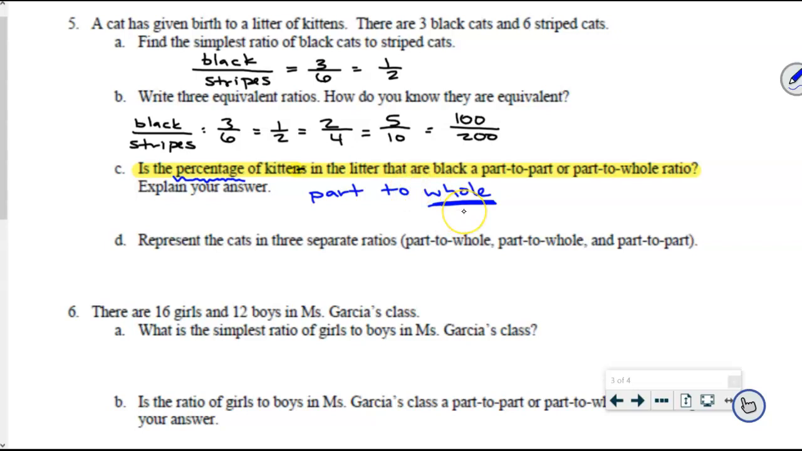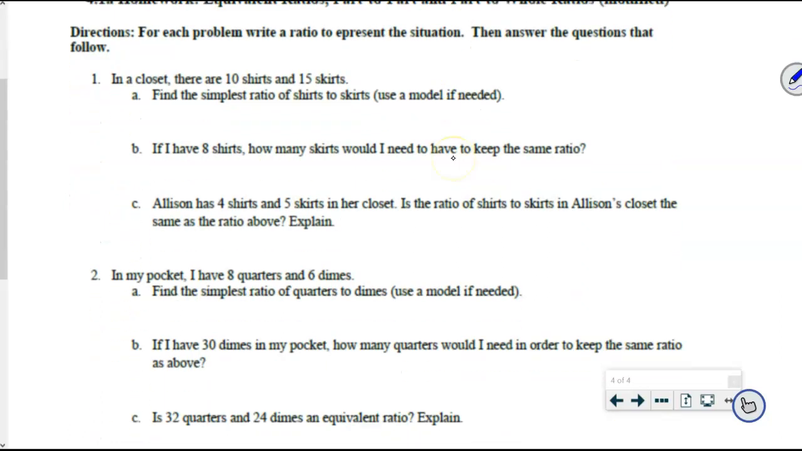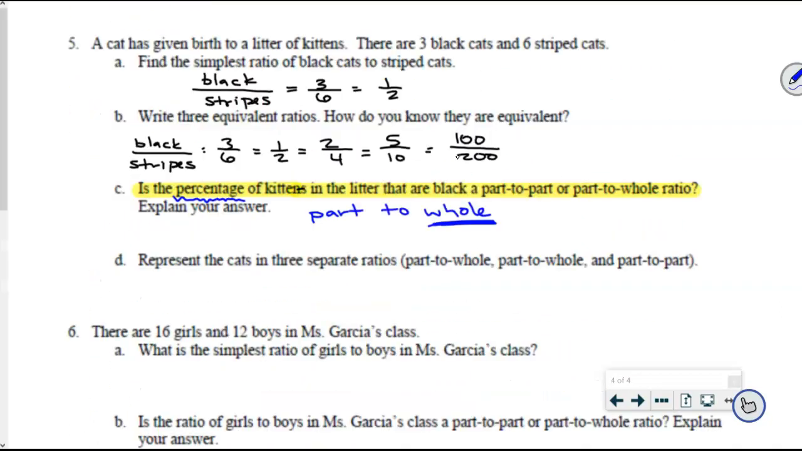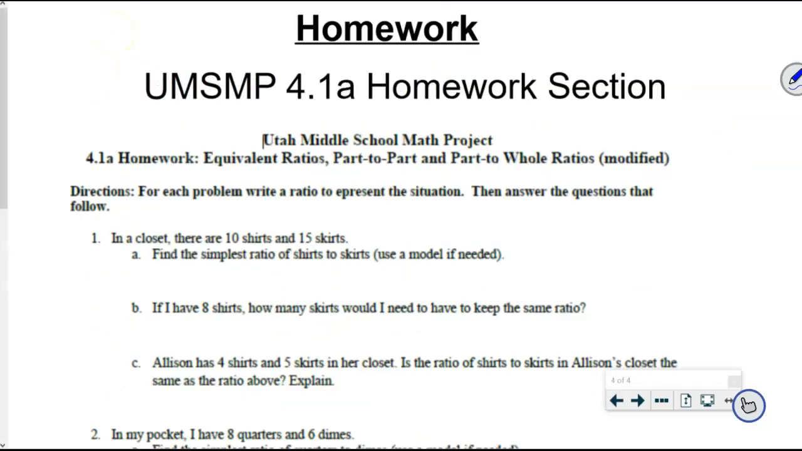Okay, we are out of time. So your homework is the back page there, 4.1a, the homework section. Do you have to do the other ones that we skipped? No. Is it going to be good practice? Yeah, but all that I am going to be doing for your grade is checking this homework section.